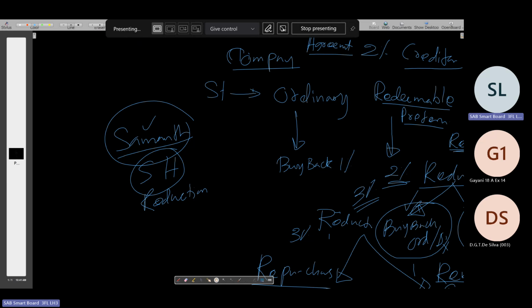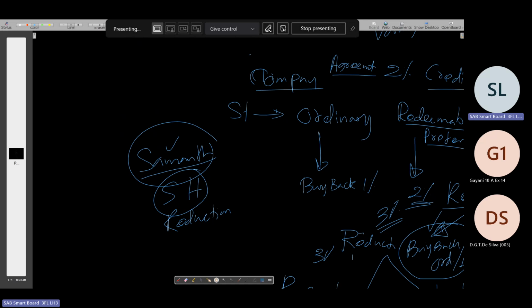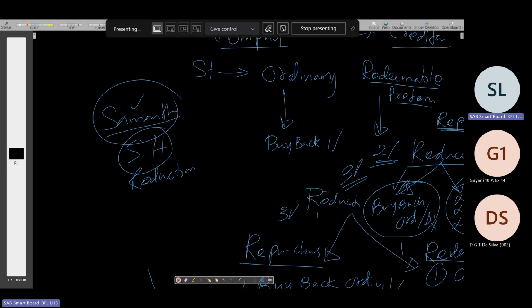This second question is from minority protection. We have discussed a shareholder who has voted against the special resolution or did not sign the written resolution in relation to reduction of stated capital. Three things we have to consider: reduction of stated capital, amalgamation, and major transaction.